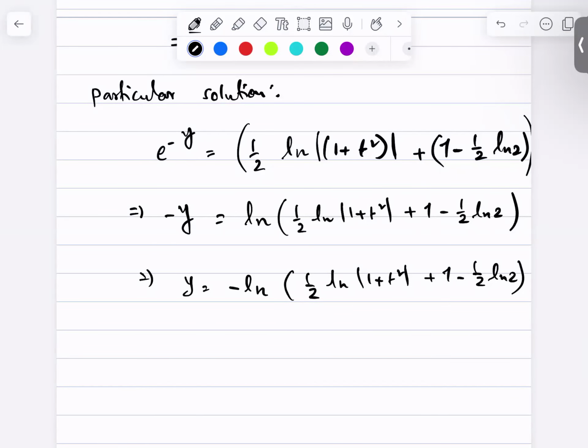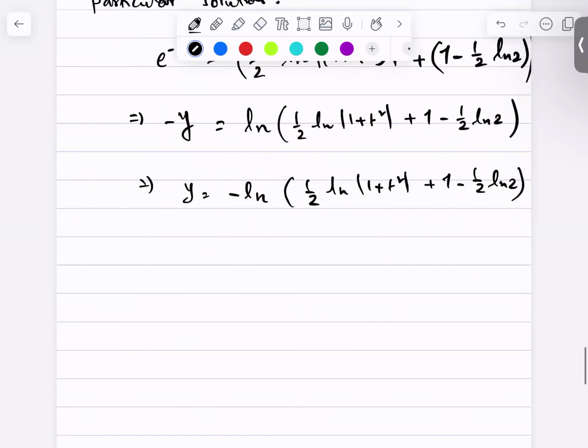So sometimes the differential equation has a weird-looking solution, but that's fine.